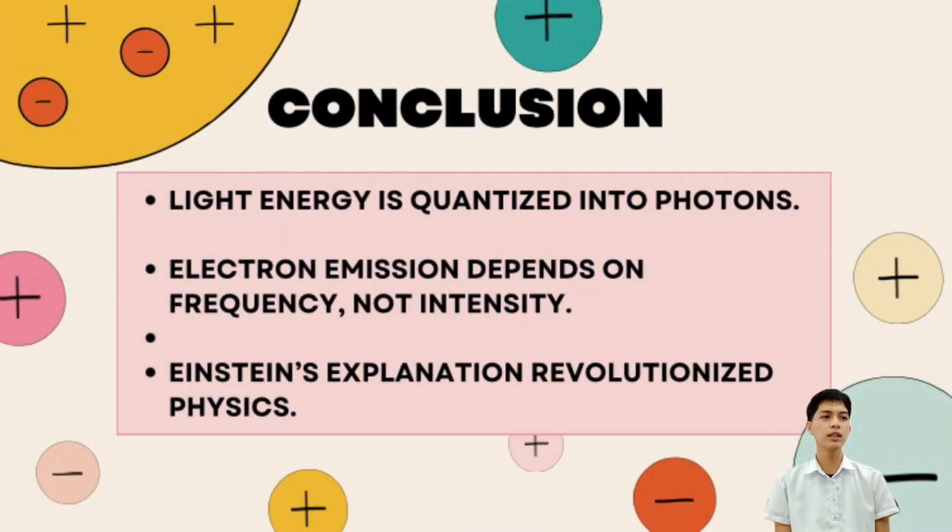So in conclusion, light energy is quantized into photons. Instead of being a continuous wave, light consists of discrete energy packets called photons. Each photon carries energy proportional to its frequency. And electron emission depends on frequency, not intensity. The photoelectric effect only occurs if the light's frequency exceeds a threshold value. Increasing the intensity of light below the threshold frequency does not cause electron emission. And Einstein's explanation revolutionized physics. His work challenged classical wave theories of light and laid the foundation of quantum mechanics.